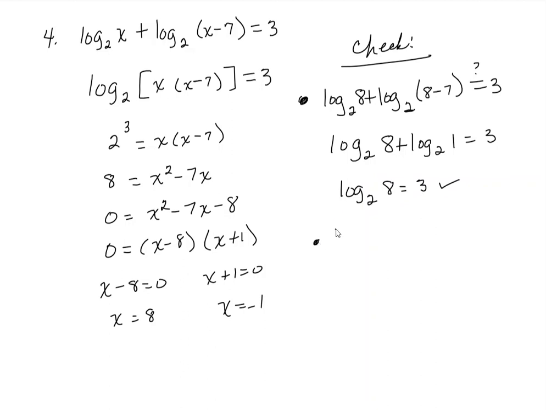And then looking at my second answer from over here, I have to go back and see if negative 1 works. So log base 2 of negative 1, actually I can stop right here. Since that is a negative, I know that that's not in the domain, that's not going to work. So my solution set is just 8.